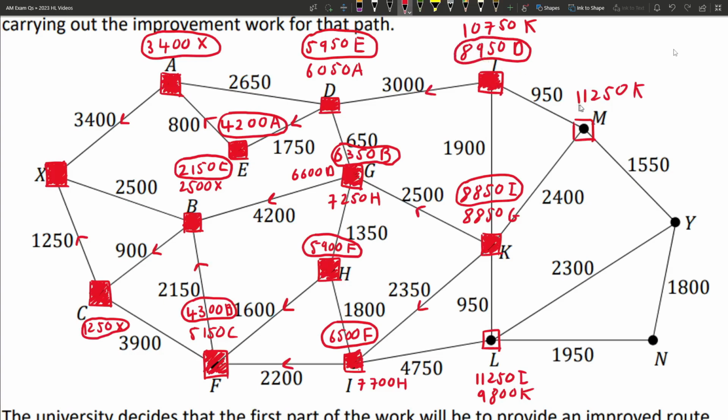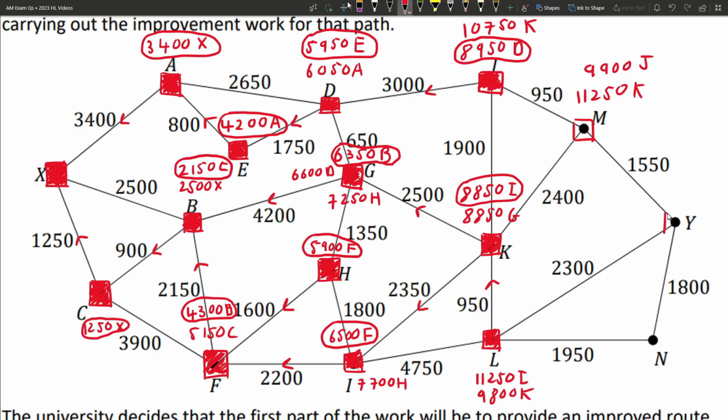Now what's connecting to this? It's just M. So you have 8,950 plus 950. That'll give us 9,900. And that's going through J. So 9,900 going through J. You see which one's the smallest? Well, it's the 9,800 down here at L. And that goes up to K.